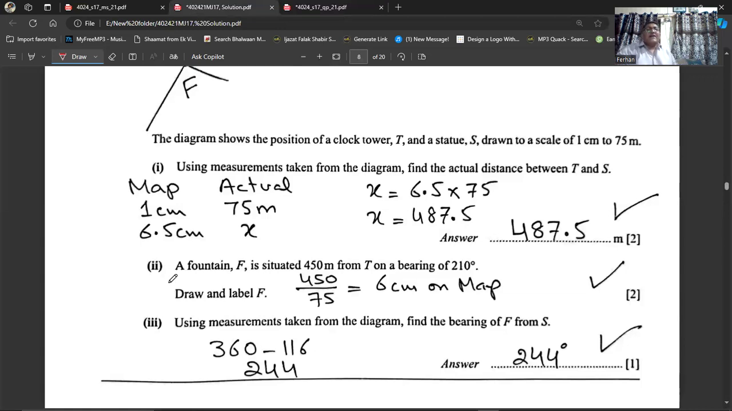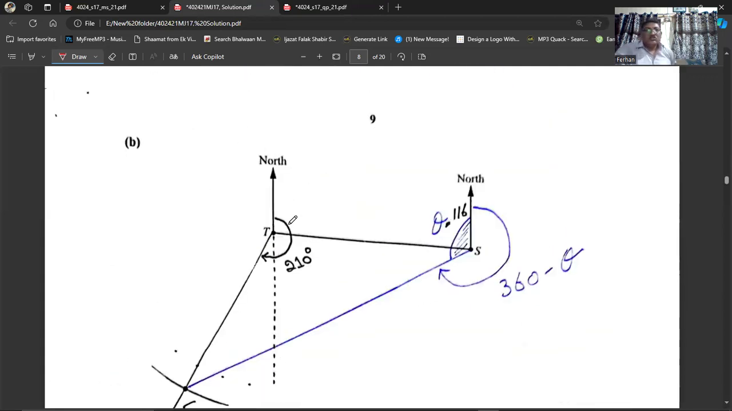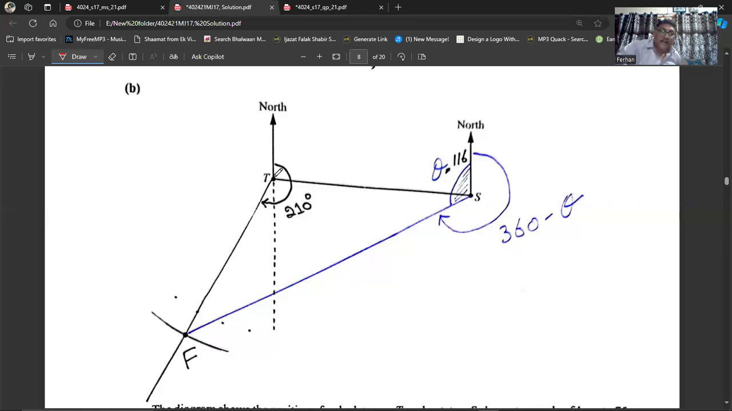He says a fountain F is situated 450 meter from T on a bearing of 210. So first of all, I will prolong this line. From here till here, the bearing is 180 degree, but I want to draw a bearing of 210. So up to this point, I will prolong this line, this dotted line you can see. Up to this point is 180. So further, how much do I have to draw? I have to draw 30 degrees.